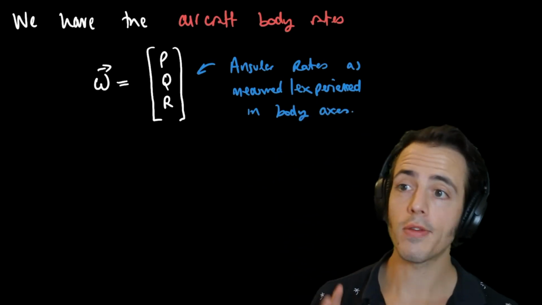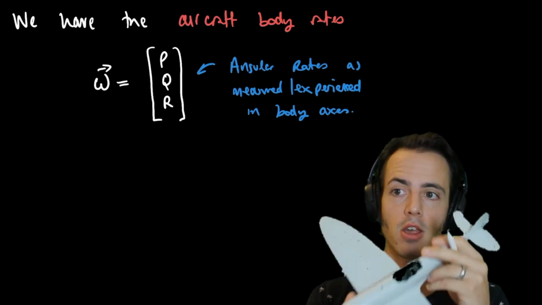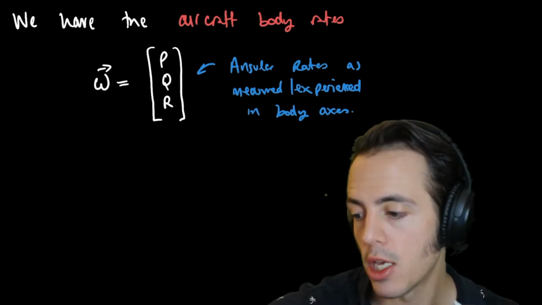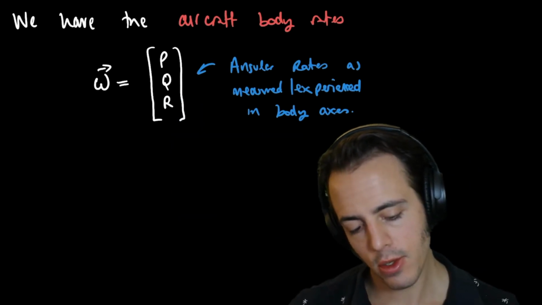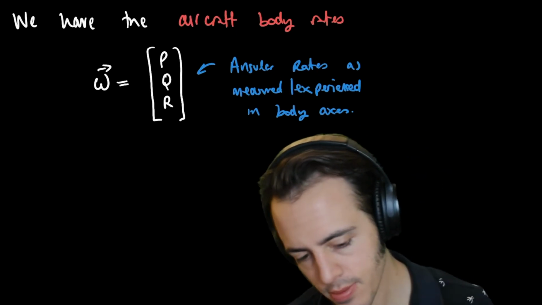So if our aircraft has got a rate gyroscope in it, which it probably does, then that rate gyroscope is directly measuring these terms up here, measuring P, Q, and R.